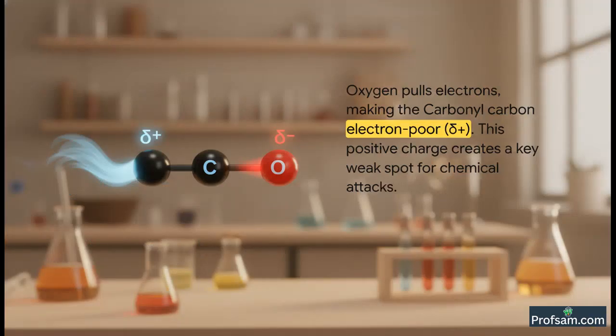Okay, the entire secret is the polarity of the carbonyl group. You see, this oxygen atom is very, let's say, electron greedy. It's highly electronegative. So in that C double bond O, it pulls the shared electrons towards itself. What happens to the poor carbon atom? It becomes electron deficient, or what we write as delta plus. And that delta plus carbon, that is the weak spot. It's a target just waiting to be attacked.